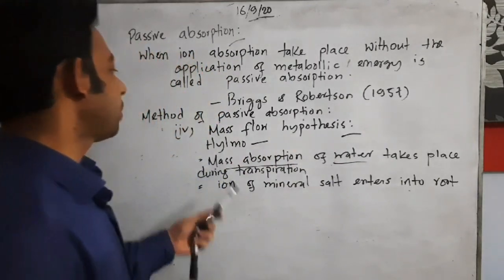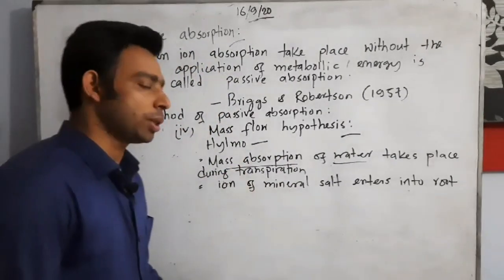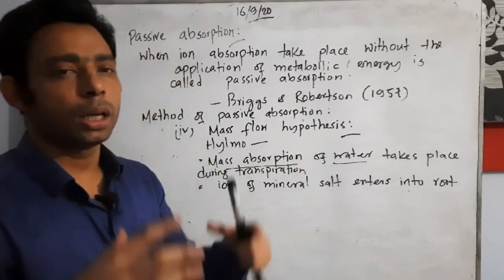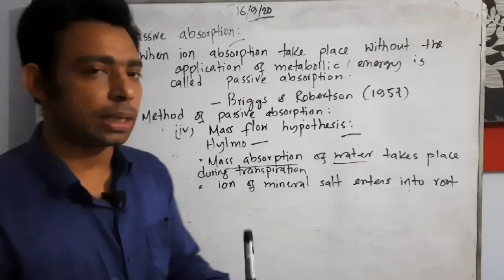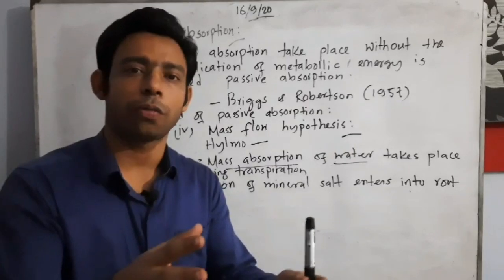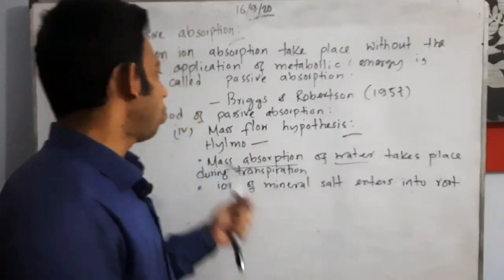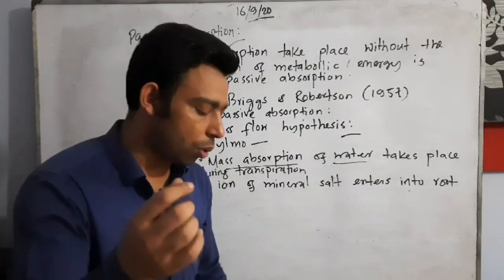So this is another type of passive absorption, the mass flow hypothesis. On the basis of these 4 methods, passive absorption is done properly. I think this topic is important for knowing in what ways passive absorption is done. I think you understand this one.